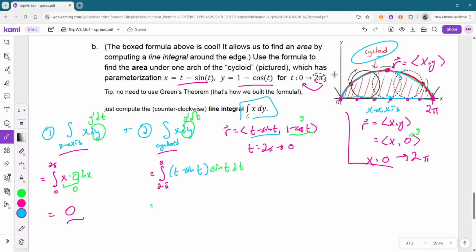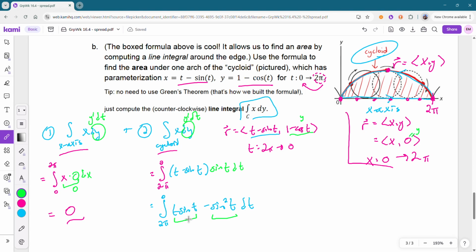And so distributing here, we have the integral of t sine t minus sine squared t. And this is what we've got to compute. And so here we have these two different pieces: we have the t sine t, and we have the sine squared. Well, how are we going to integrate these? Well, we want to treat these individually.